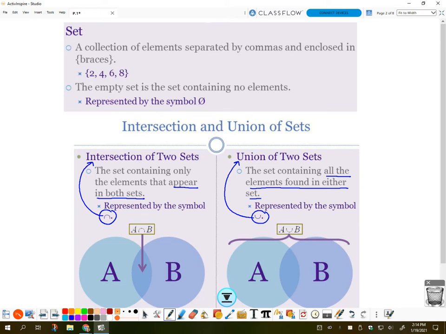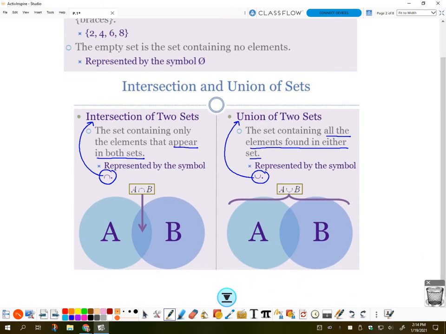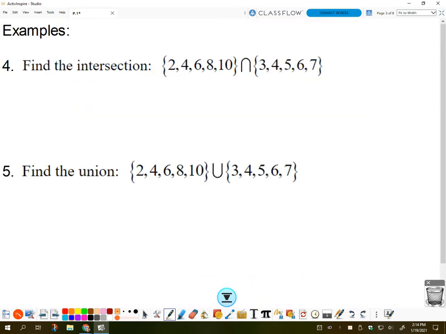Alright, so I think it's the next slide. Yeah, there's nothing else on this one. Alright, so examples of that. They give you two sets. And you notice that this problem and this problem give you the same two sets. So you have this set and this set. Here they want the intersection. Here they want the union. Alright, so intersection. What do they have in common?